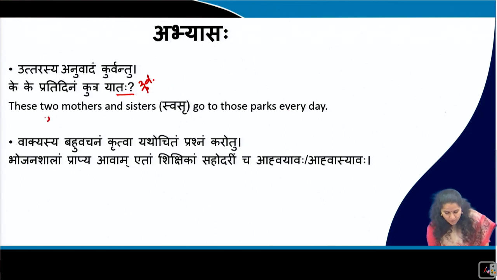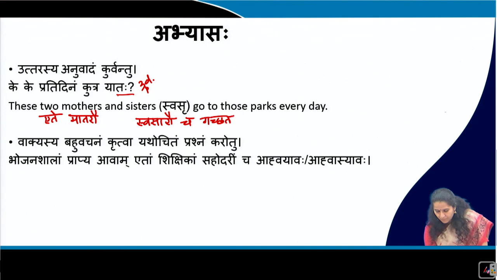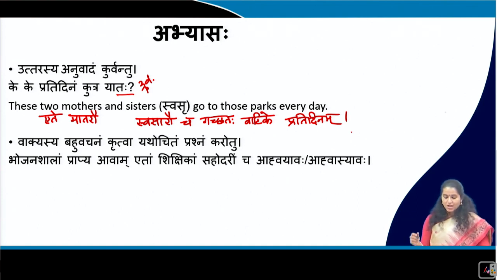These two mothers. So ete matarau uttamam and sisters. You remember the difference? Swa sarau uttamam. Cha and go to those parks. So gachhataha. To those parks. Parks vatika. So object kim bhavati? Uttamam. Vatike. Okay, vatike. Gachhataha. When? Pratidinam. Spashta? So, etau matarau swasarau cha gachhataha vatike pratidinam. And you can also put gachhataha at the end.